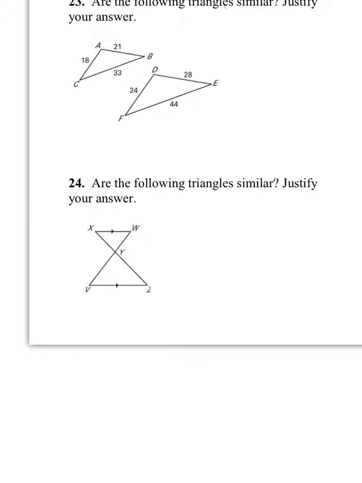24, again, are the following triangles similar? Justify your answer. So let's again remember what our three possibilities are: SSS, SAS, AA. Definitely no side lengths given here. Nothing to say that there's some midpoint involved. All we have are vertical angles here and these parallel lines. So not going to do SSS or SAS. If it's going to work, it's going to be AA. But again, it could be no. They could not be similar.